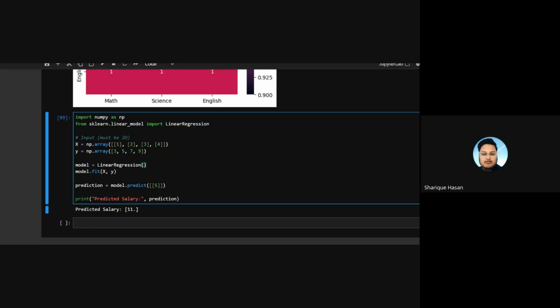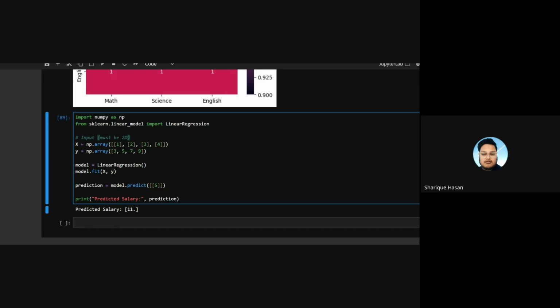Okay, so the input must be 2D, because it works on a slope, and the slope here will have an x-axis and a y-axis. So the x-axis numbers will be 1, 2, 3, 4, and y are 3, 5, 7, 9. For the model, linear regression, we fit x and y. So what are we going to predict? The prediction is equal to model predict 5.